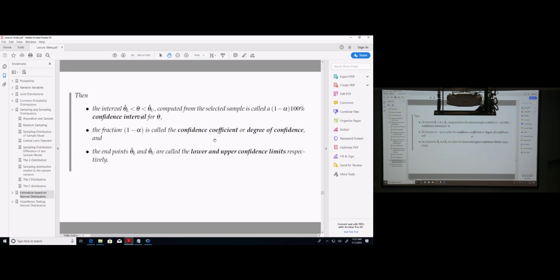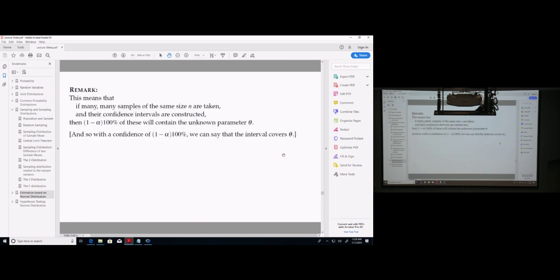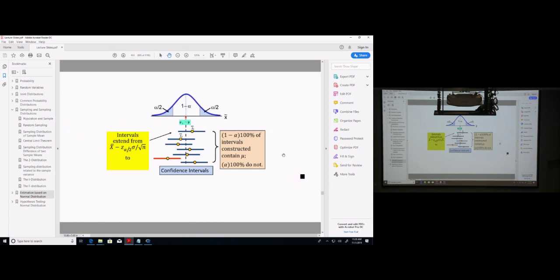So we move ourselves away from talking about probability, because probability here does not make sense. The endpoints are called the lower and upper confidence limits. This is to introduce the terminologies. This means that if many samples of sample size n are taken, and their confidence intervals are constructed, 1 minus alpha times 100% of them will contain the unknown parameter theta. So these are the illustrations.